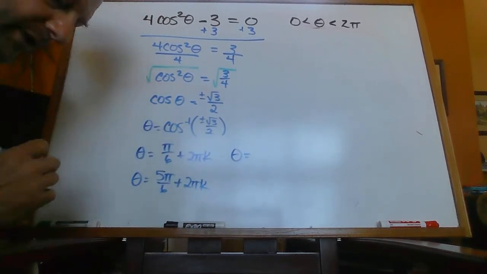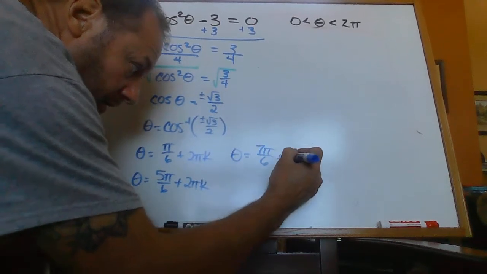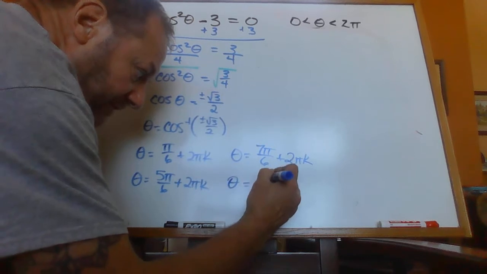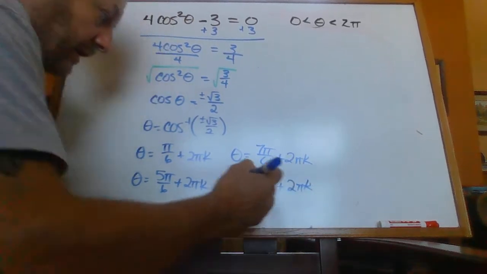Theta is also going to be 7 pi over 6 plus 2 pi k. And theta is going to be 11 pi over 6 plus 2 pi k.